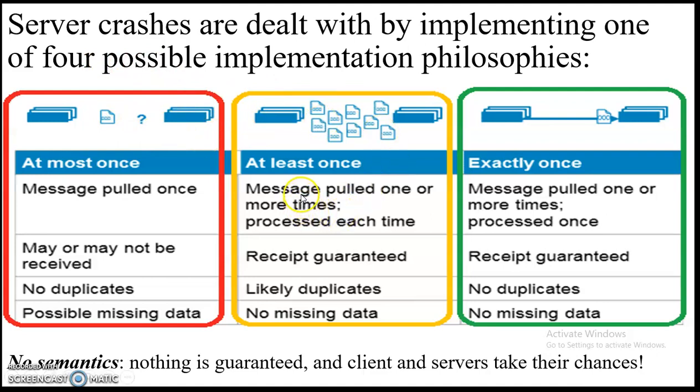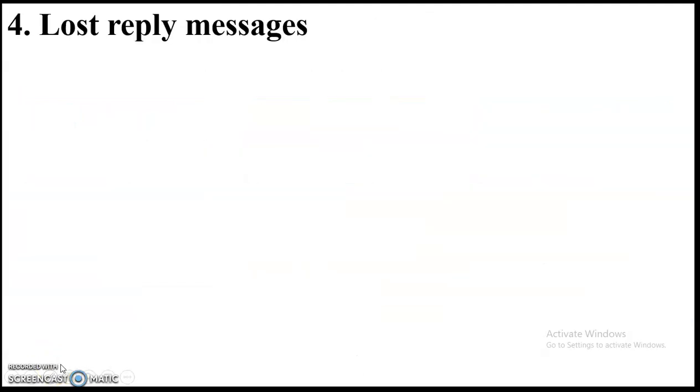Here in the second one, at least once means what? The message will be sent one or more times. So the receipt is guaranteed, and obviously when the message is sent more times, there can be likely duplications. And every time the message is sent, it is processed. Exactly once means what? The message will be sent one or more times, but it will be processed only once. Here receipt is guaranteed, obviously with no duplicates and no missing data. And the last one is no semantics, which means nothing is guaranteed. Neither clients nor servers take their chances.